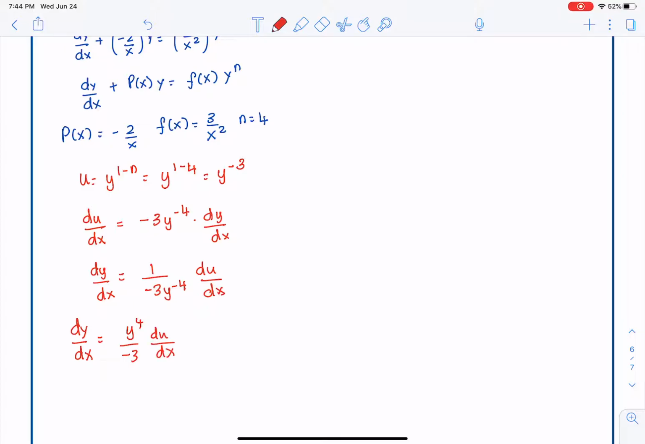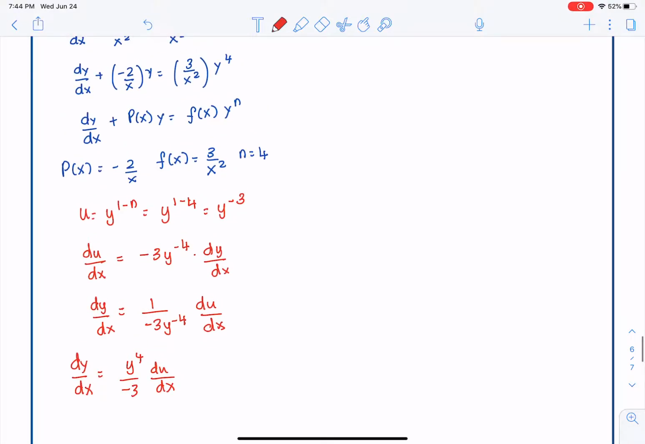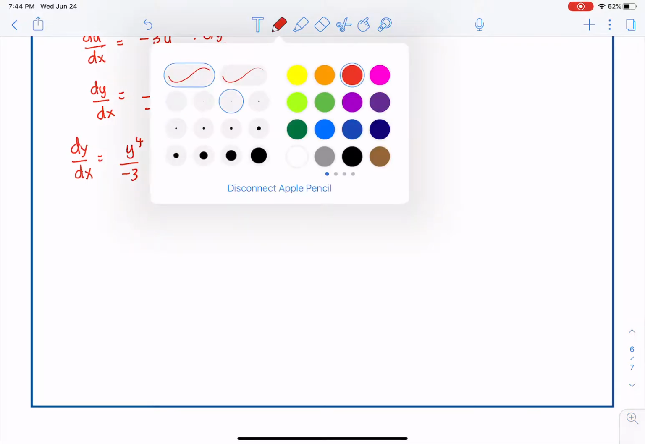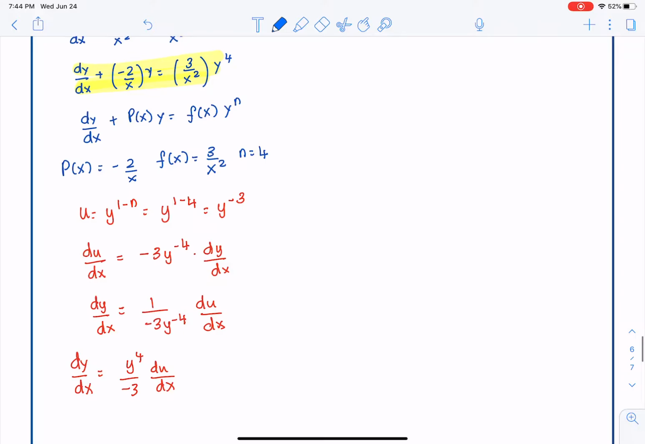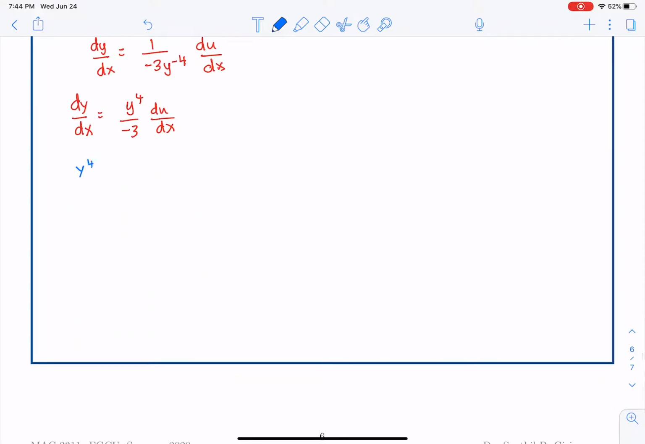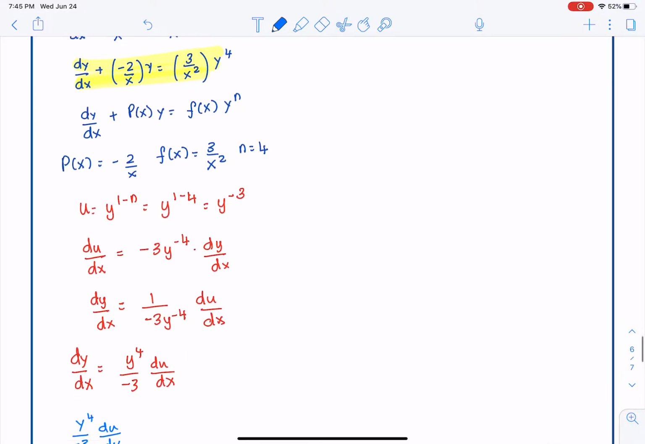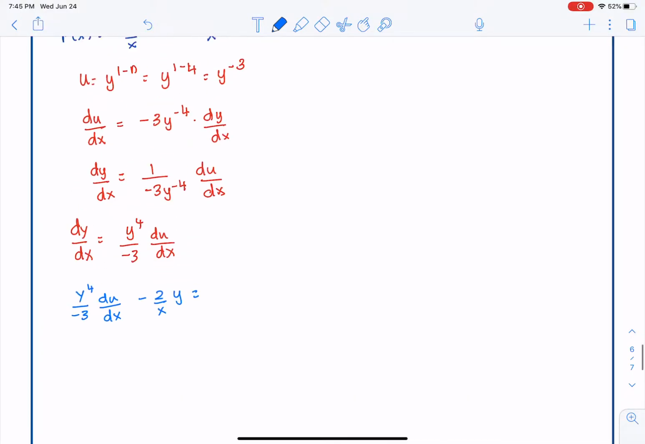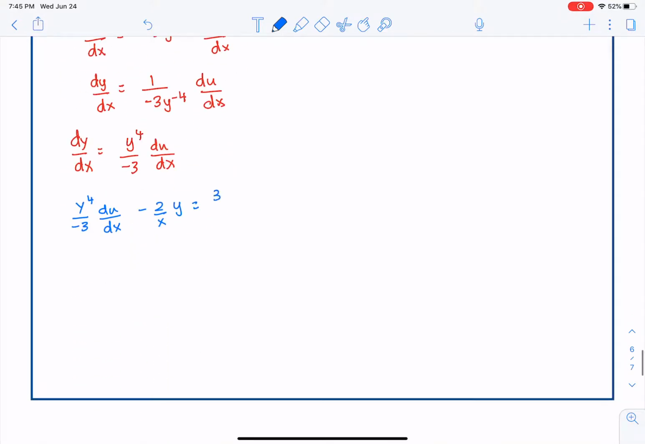And I'll get y raised 4 over negative 3. Going to replace the original dE, that is over here, with my substitution that I nicely came up with. y raised 4 over negative 3 du over dx minus 2 over x times y equals 3 over x squared times y raised 4. Divide by y raised 4 on both sides.